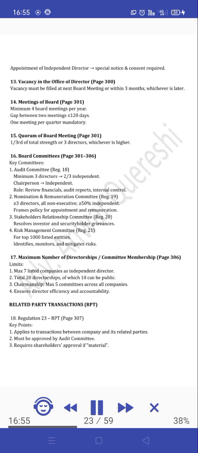16. Board committees, page 301, key committees. 1. Audit committee, Reg. 18. Minimum 3 directors, with 2/3 independent. Chairperson: independent. Role: review financials, audit reports, internal control.